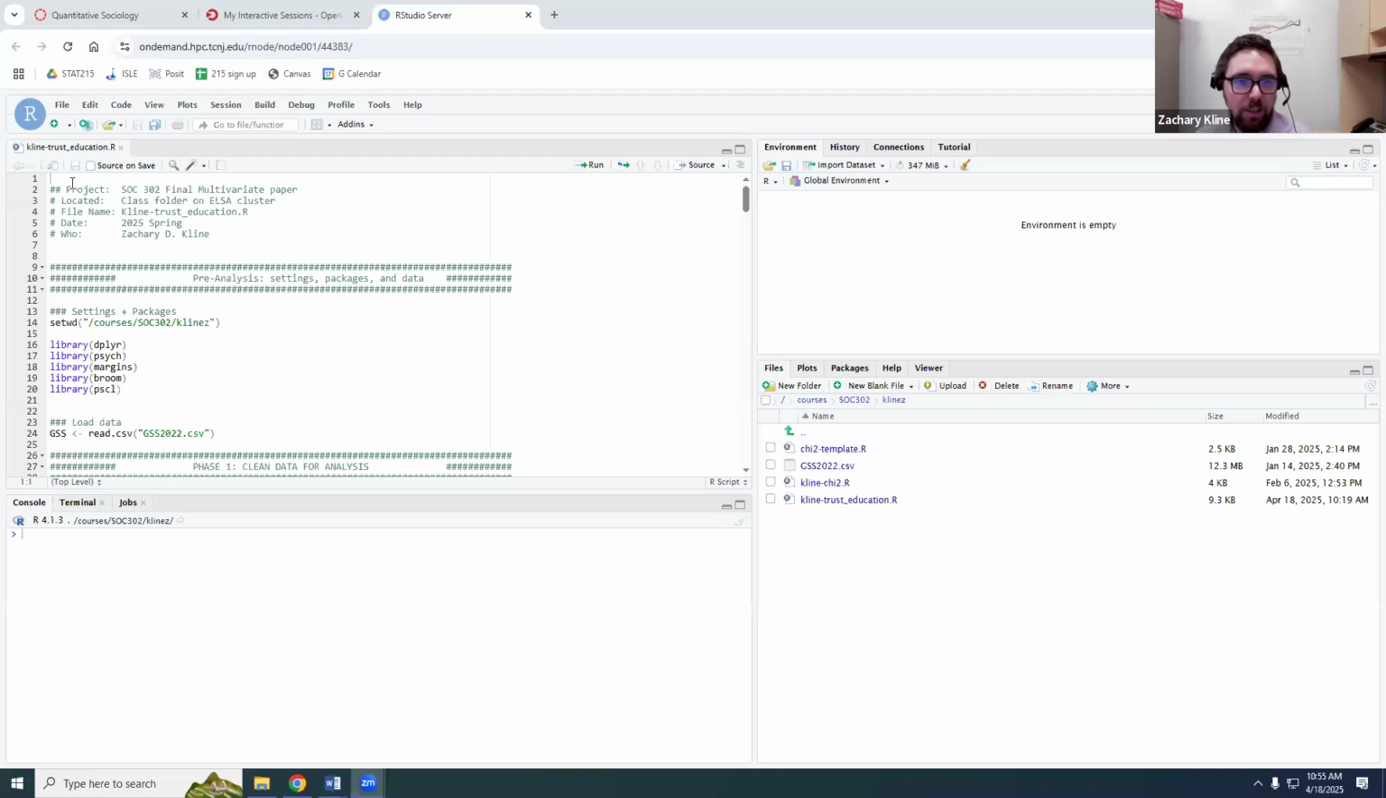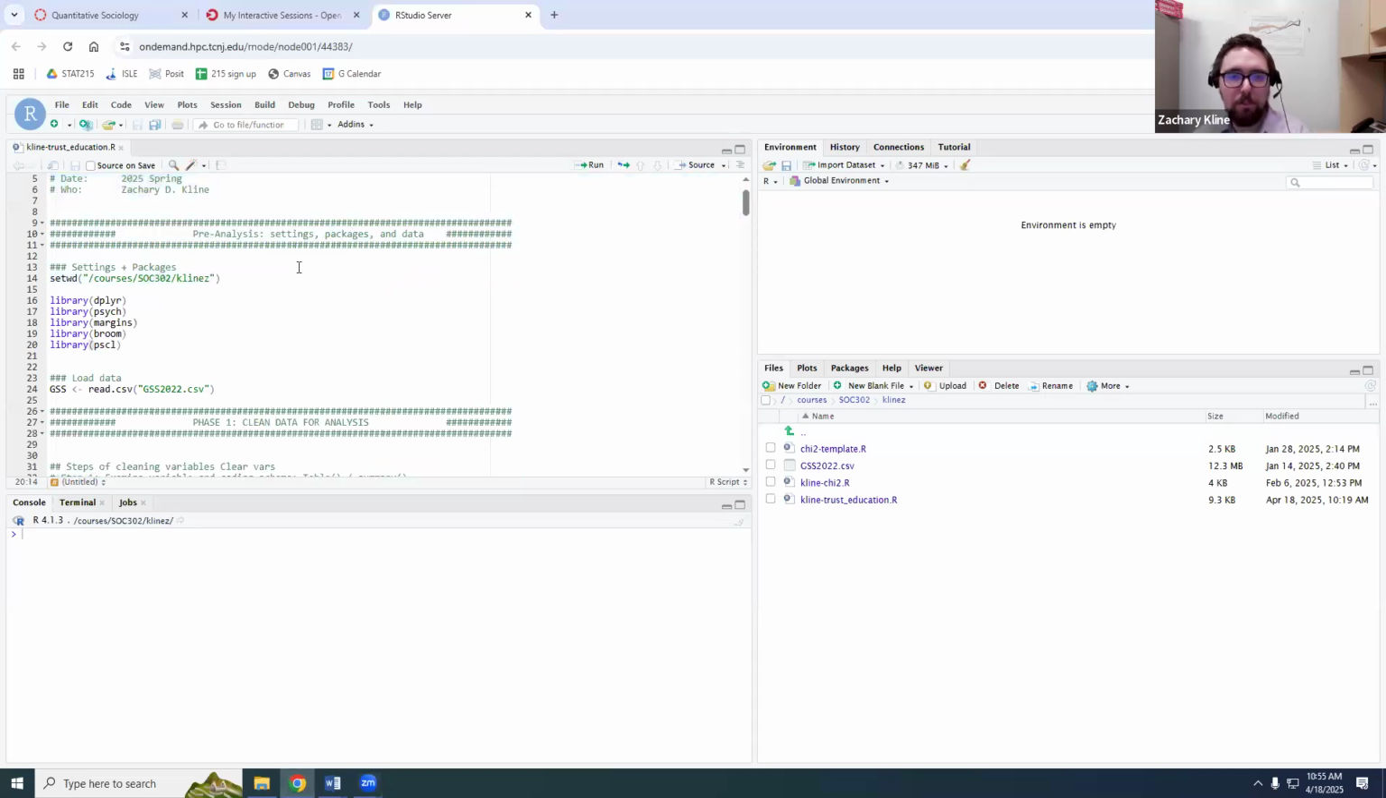So to get started here, I already had finished the script up, but I want to make a few notes. We're going to be working with these 5 packages today. This dplyr will help us to do some recoding. The psych package allows us to get descriptive statistics. We're going to use the margins command for our average marginal effects, or our AMEs. And we're going to use the broom and the pscl packages. I think this one is for the R squared, and this one's for our odds ratios table.